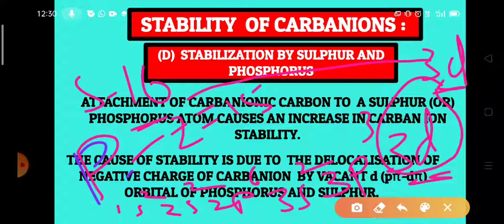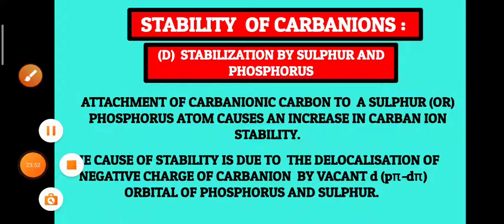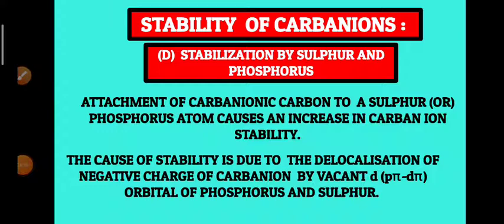So as a result, what happens, they can accommodate the electron pair of the ionic carbon, and they can form a p-d pi bond with the ionic carbon. So that's why such types of carbanions are stable compared to the other types of carbanions.